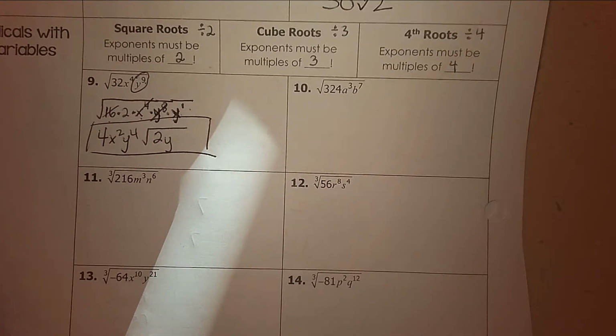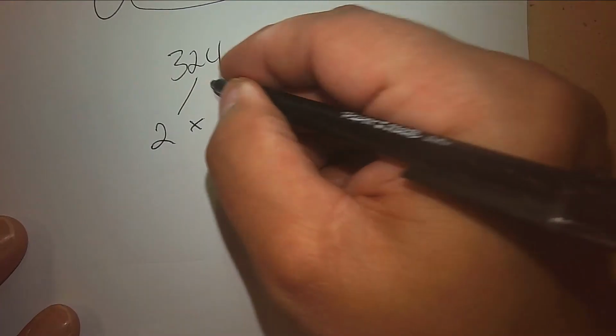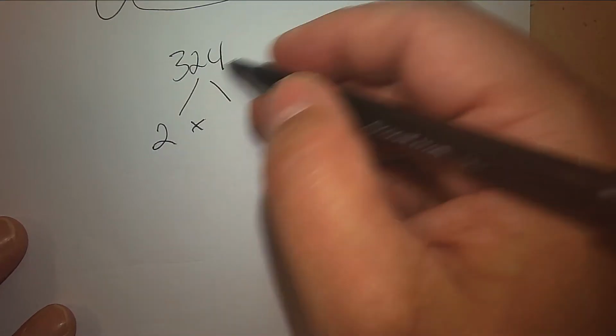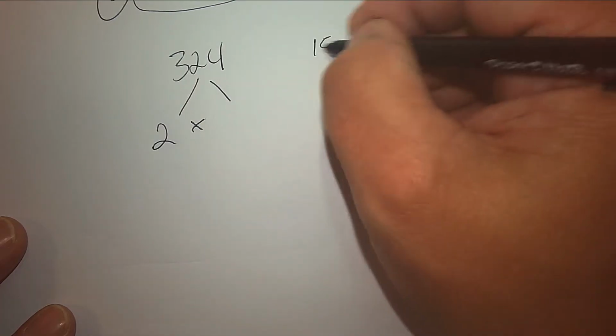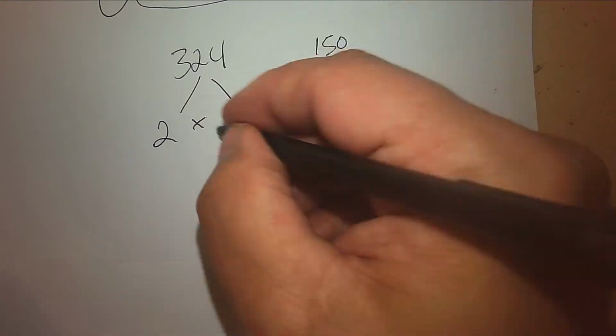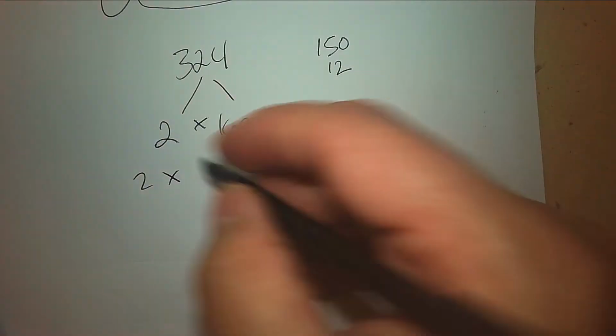Do you know 324? Let's say I don't know 324. It's not even on my page, is it? So what's the obvious number that goes into 324 evenly? You think 12 goes in evenly? It might. Is that obvious? So what is it? Half of 300 is 150. Half of 24 is 12, so that's 162. How about 162? What's half of that?